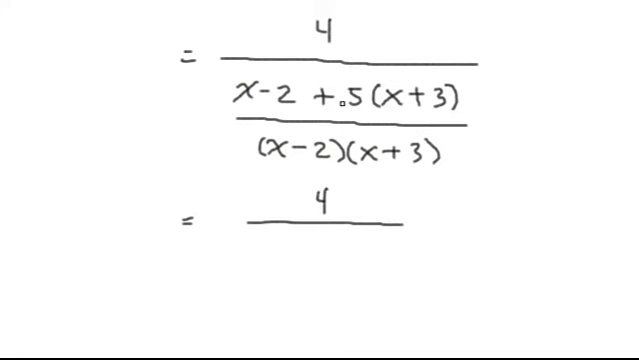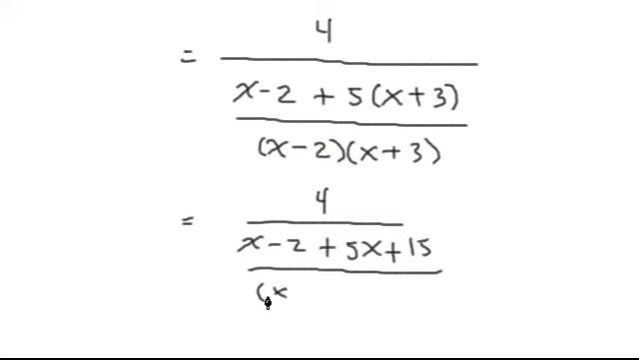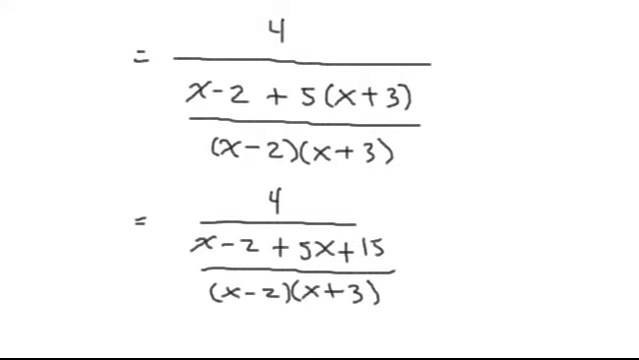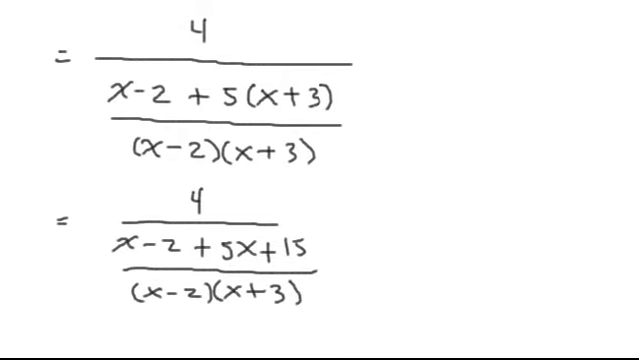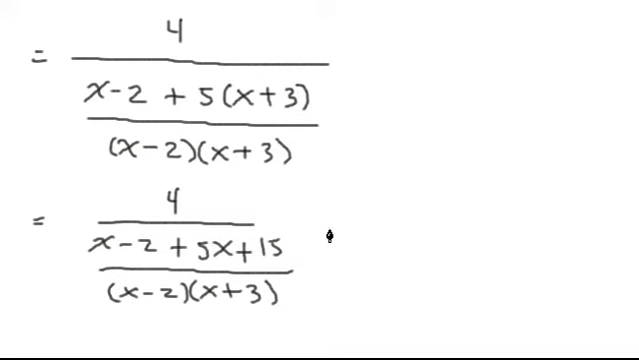Now I'm going to go ahead and distribute this 5 across, plus 5x plus 15 over x minus 2 times x plus 3. Right, trying not to skip any steps. We're going to go off in this direction here. I'm going to end up running out of room.